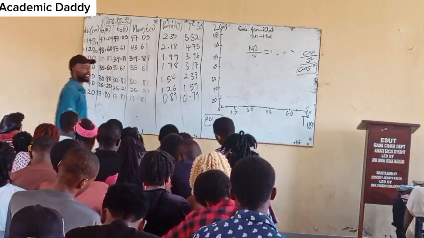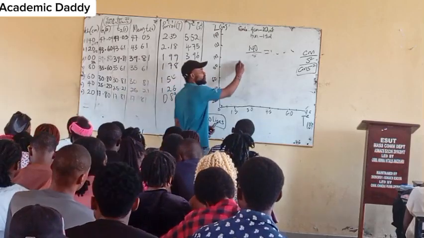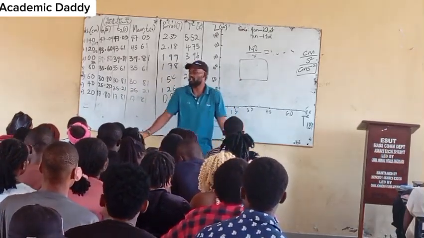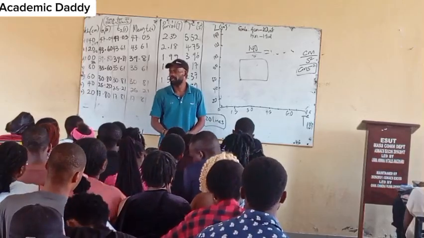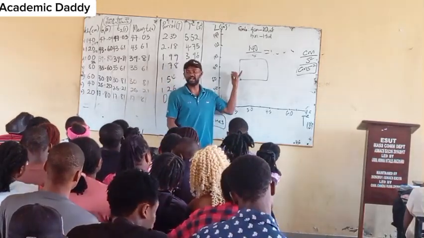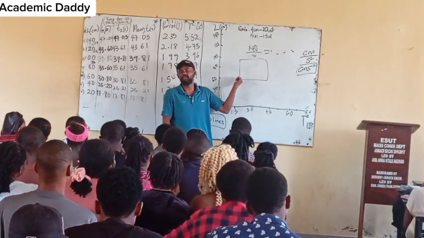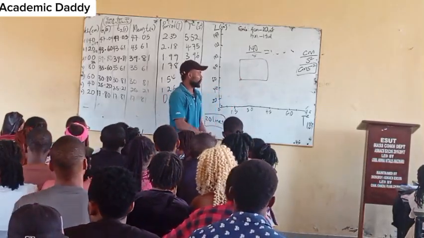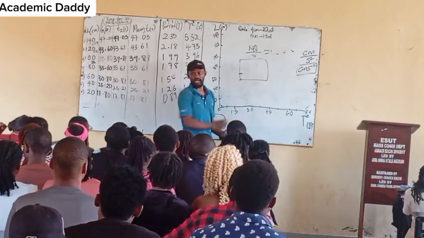Someone is asking if we have a graph book now, and if it's compulsory to always start from the origin. It's not compulsory. If you like, you can start from anywhere, let's say here.